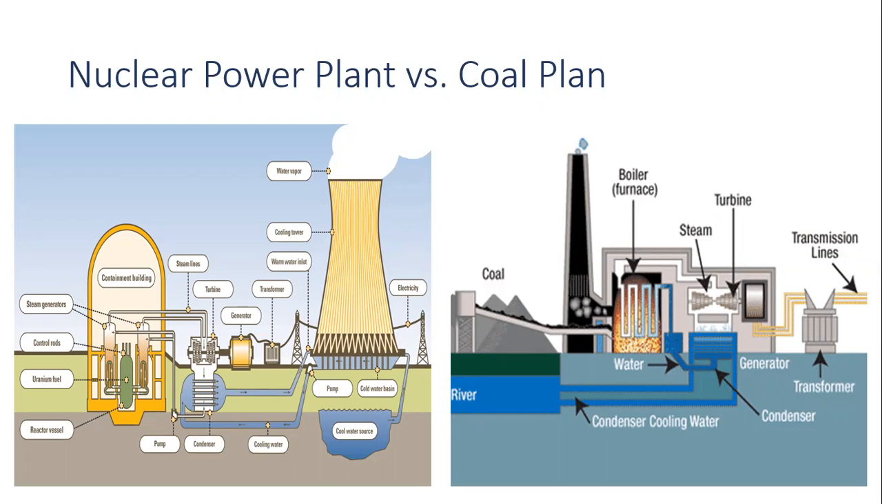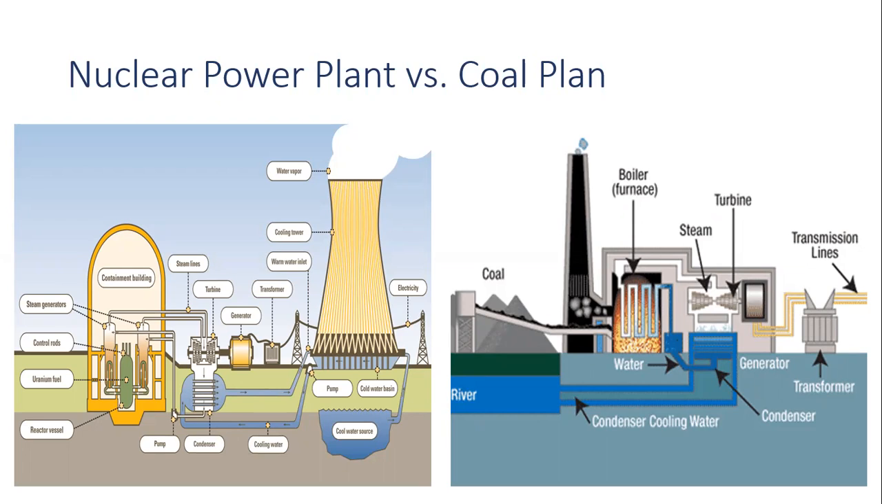Therefore, the overall efficiency of the nuclear power plant is around 30 to 40 percent. The efficiency is higher at high load power factors. Therefore, nuclear power plants always operate as base load plants.